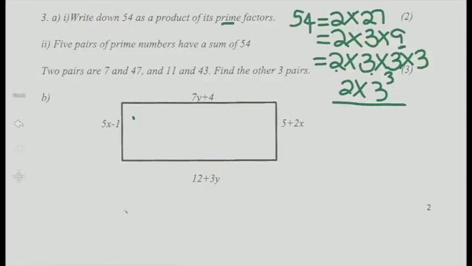5 pairs of prime numbers have a sum of 54. So here we must note that it's prime numbers that have a sum of 54. Two pairs are given: 7 and 47, 11 and 43. We have to find the other three pairs.